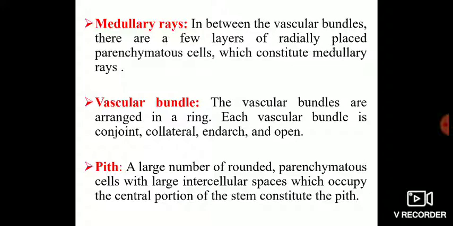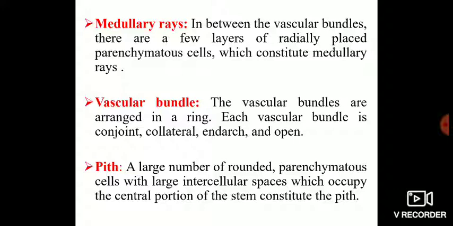Then the medullary rays. In between the vascular bundles, there are a few layers of radially elongated parenchymatous cells. These radially elongated parenchymatous cells are known as medullary rays. Then the vascular bundles. The vascular bundles in case of dicot stems are arranged in the form of a ring, and each vascular bundle is conjoint, collateral, endarch, and open. We have already discussed all these terms in our previous part.